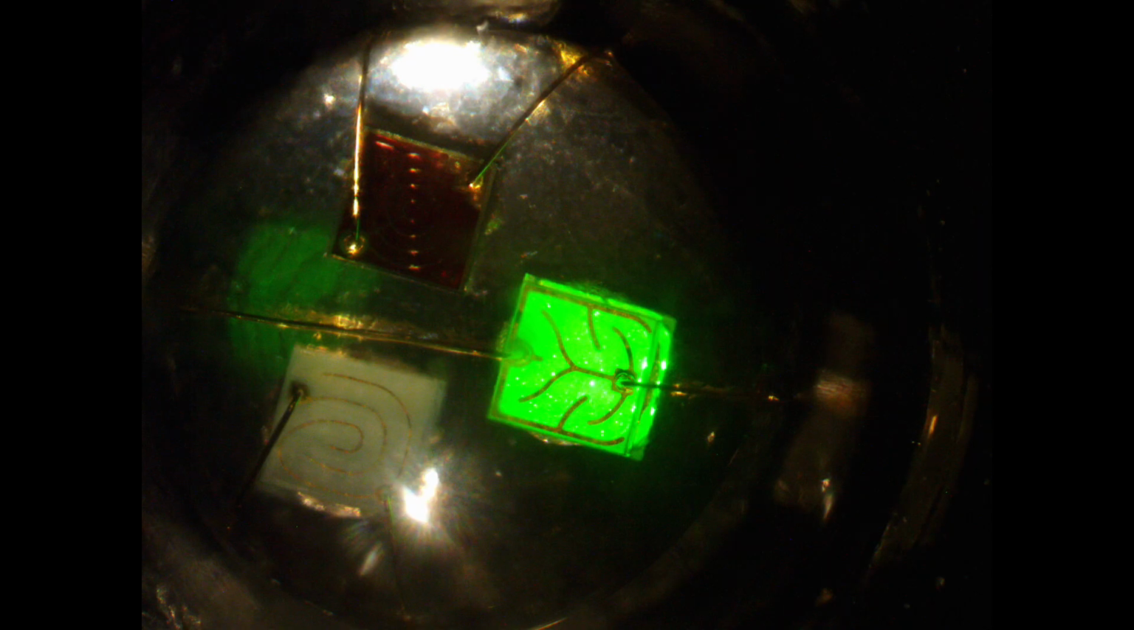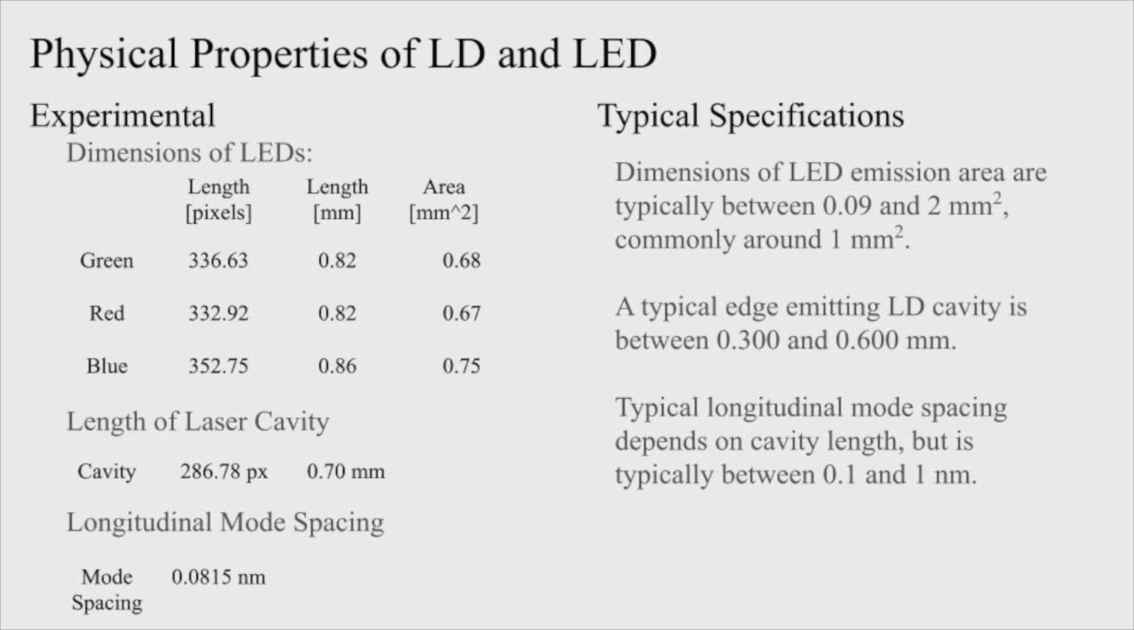We also looked at a white LED, which is composed of a red, a green, and a blue emission area, each individually driven by current. You can see those here, lasing individually. And we calculated those individual emission areas. You can see them here. They're each about 0.7 millimeters squared overall, and that aligns with the typical specifications for an LED, which are usually around 1 millimeter squared.